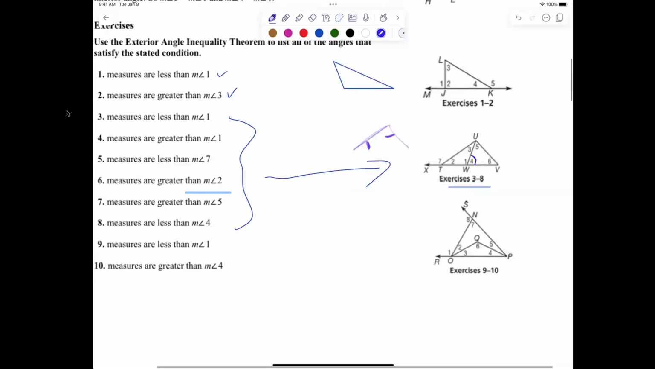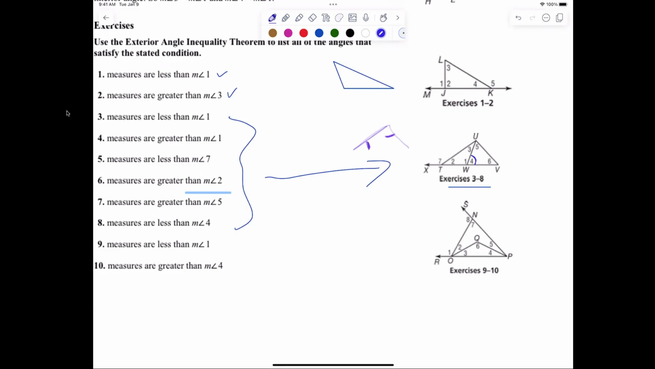And what are we looking for? Measures that are less than angle 4. 2, 3. That's what I come up with, right? 4 is an exterior angle. So 2 and 3, that's really it.